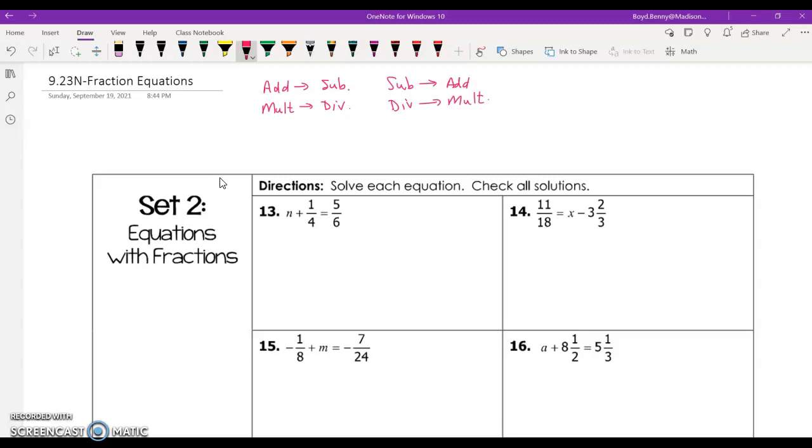Now, the first thing we want to do is we want to see what operation is tied to the variable, and then we want to undo that operation by using inverse operations. Our goal when we solve equations is to isolate or get the variable by itself on one side. So we want to isolate the variable on one side of the equal sign.